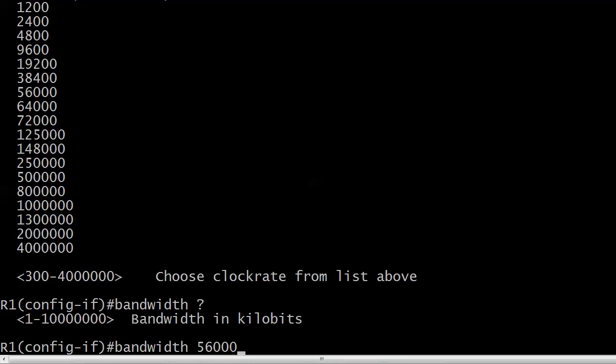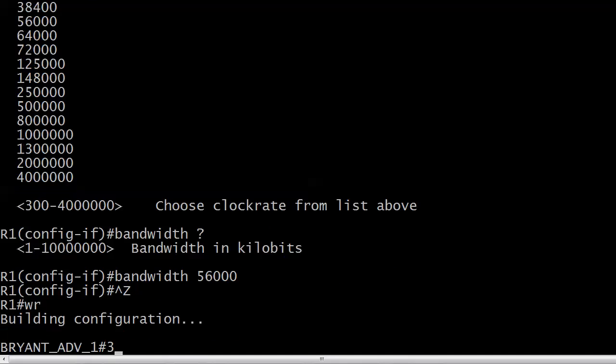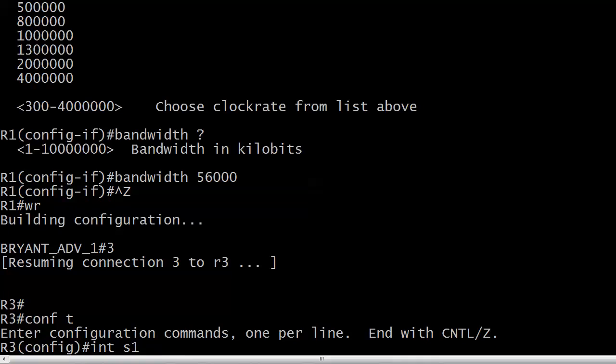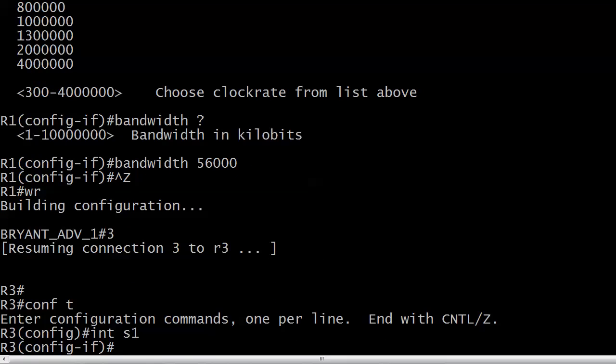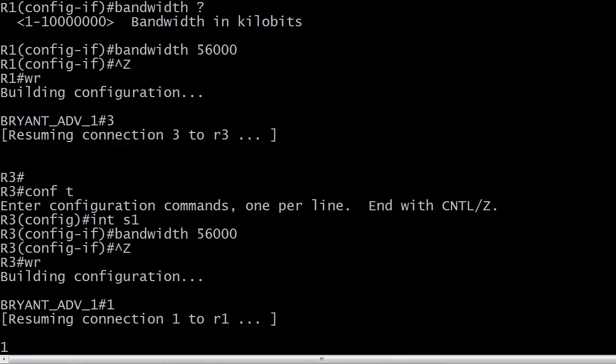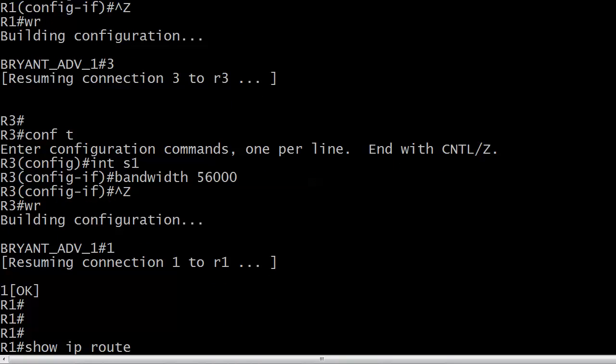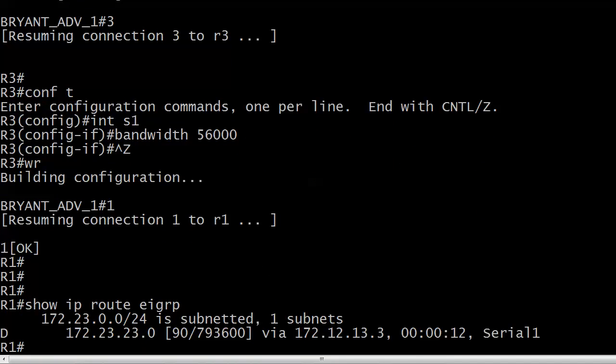Actually, let's have a little fun. Let's do that. And I'm using it incorrectly, and you'll see why it's so important that we get this one right. I just want to make sure that was serial 1, and it was. And we'll go back up to router 1 and take a look at the routing table. Any second now, there we go. And you can see now that it's only using one path to get to 172.23.23.0, and that is actually what we know is the slowest route. It's the direct link between routers 1 and 3.